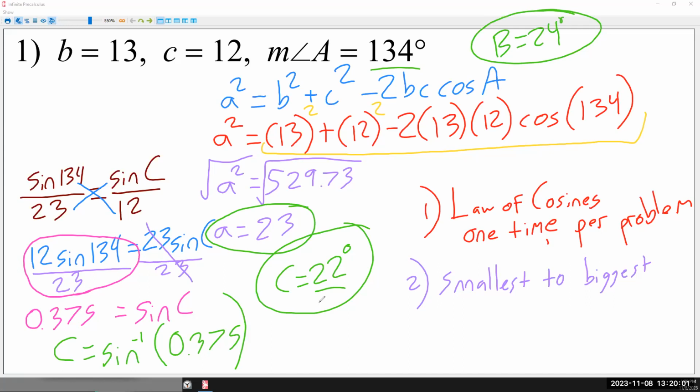Well, we're finding all 6 parts. So just like we did last time, we're solving the triangle out. The only thing different today is my very first step, I could not use law of sines because I didn't have a pair of information. So you're using law of cosines first, then use law of sines, subtract from 180. There we go. All right, that's the first 4. All right, try number 2.